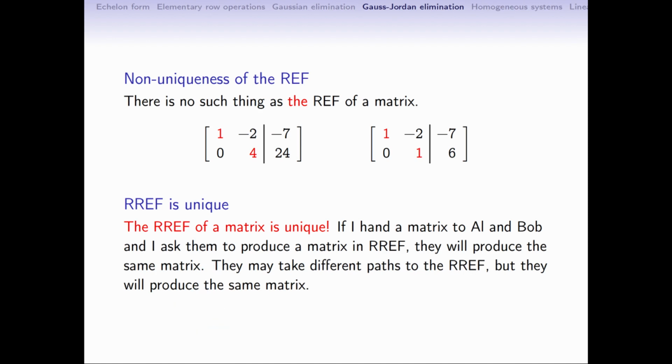So if I hand a matrix to Al and Bob and I ask them to produce a matrix in reduced row echelon form, they will produce the same matrix. Now, they may take different paths to the reduced row echelon form, but they will produce the exact same matrix. And so that is an important distinction between the mere row echelon form of a matrix and the reduced row echelon form of a matrix.